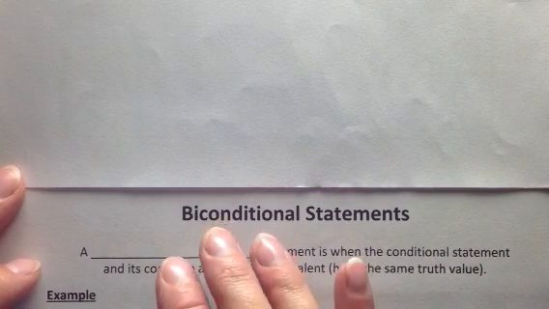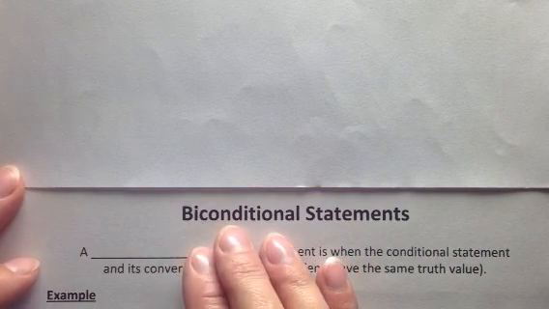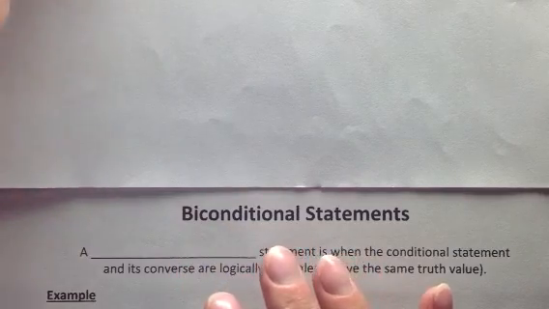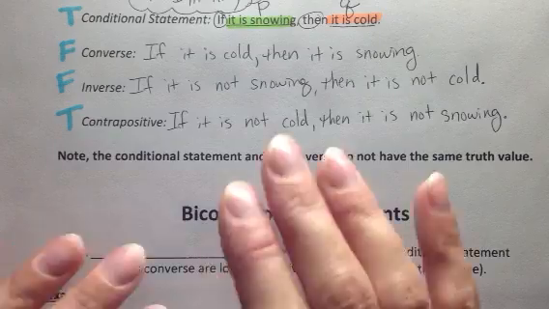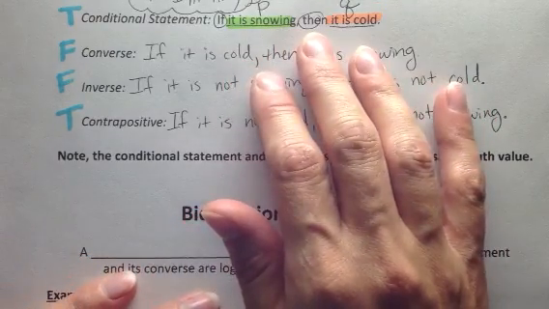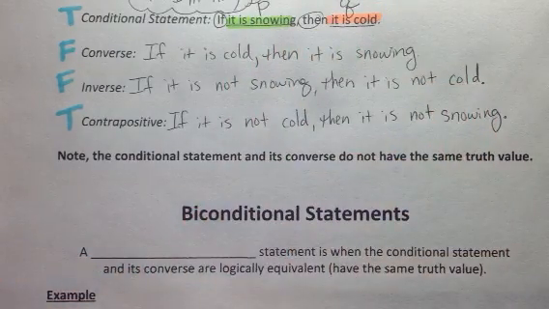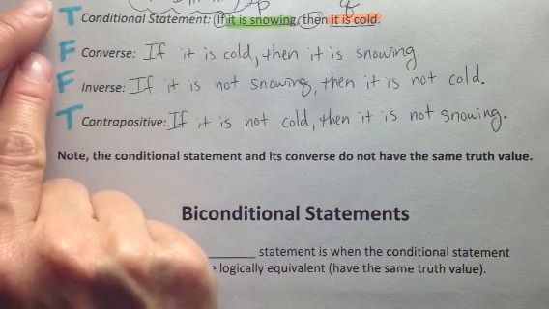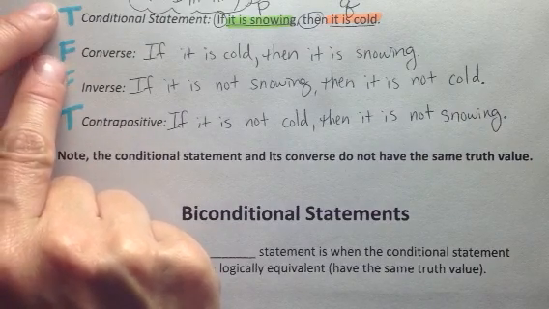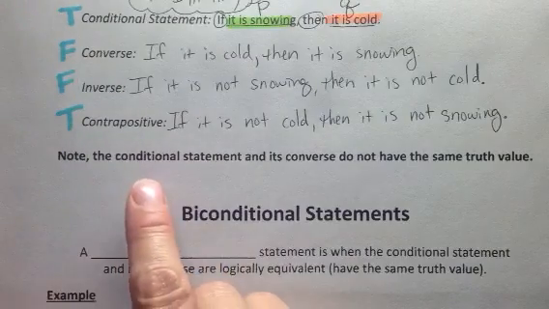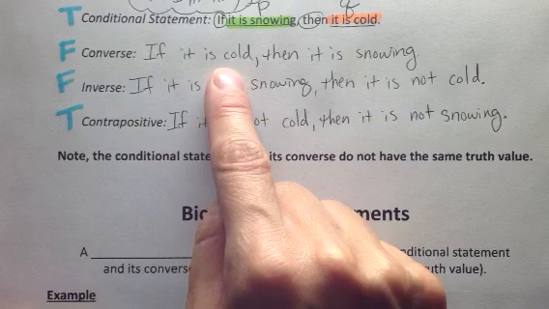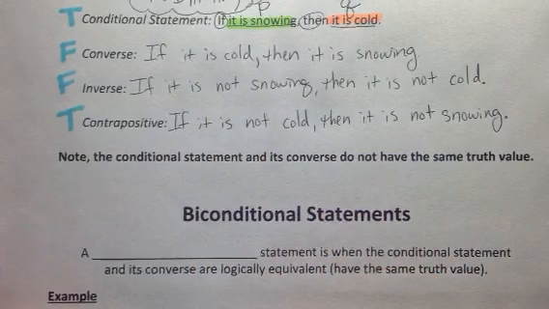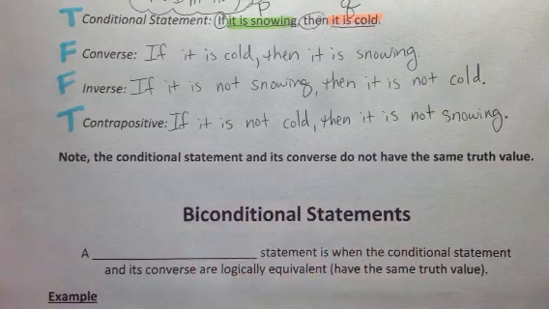The last thing I need to define for the first part of Unit 2 is a biconditional statement. To do that, I'm actually going to have you look back at these statements that we created with the conditional statement, if it's snowing then it's cold. What we talked about in our last lesson is that the conditional statement and the converse do not have to be logically equivalent. The conditional statement and its converse do not have the same truth value in this situation. They are not logically equivalent. But sometimes they are, and that's what a biconditional statement is.